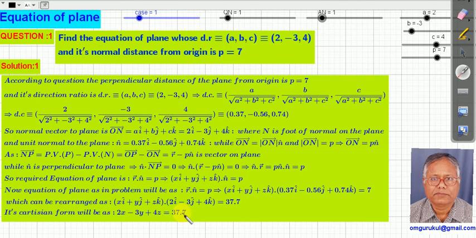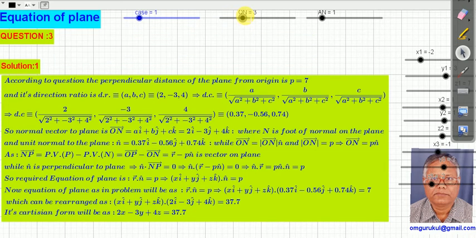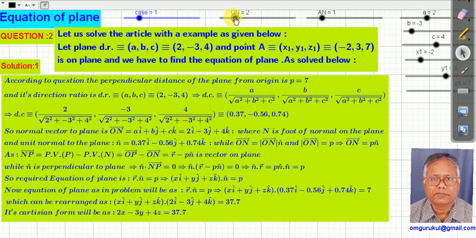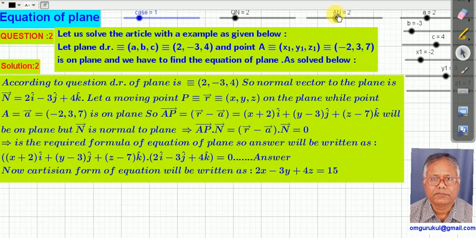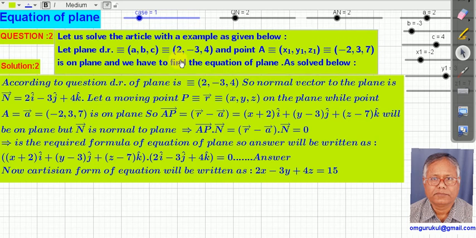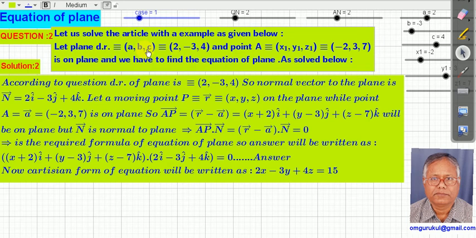Another article is to find out the equation of a plane. I am taking another question here. Question 2. Answer 2. Question is this. Now next time, direction ratio of plane is given and one point on the plane is given. So I am doing this question along with deriving the article as well.